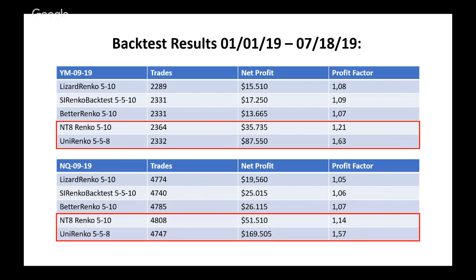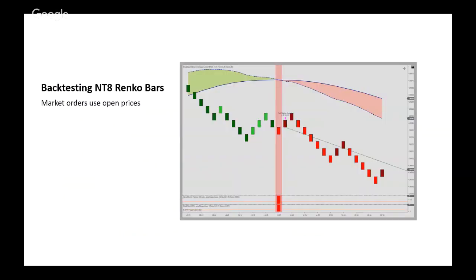The main cause of distortion here is actually the open and the market orders, which is due to NinjaTrader's event-driven architecture, so using the bar open to establish entry prices. In the following, we'll have a look at how that actually comes to be with a few practical examples. Again, we're looking at market orders here. So the bar open, as you see here, is used to establish the entry price with the NinjaTrader 8 Renko.